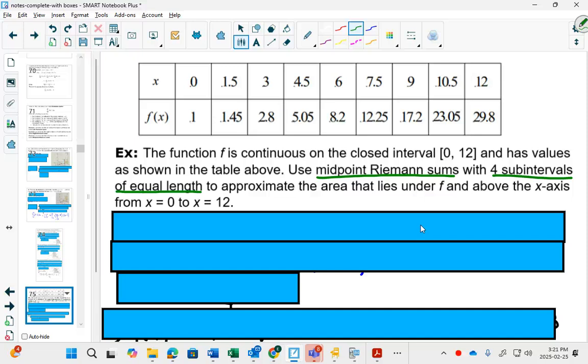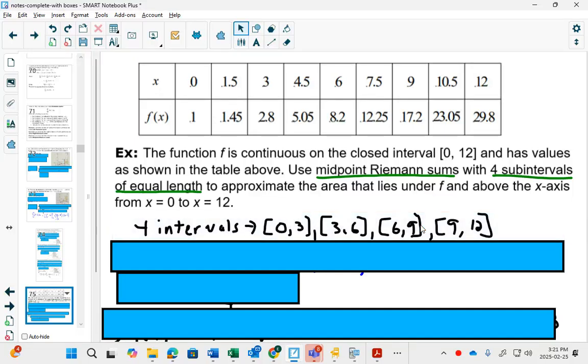You can't even see the graph, and you're supposed to try to figure out the area under the curve and estimate it. 4 subintervals of equal length. How wide is each interval? 3. Okay? They're going to go from 0 to 3, 3 to 6, 6 to 9, and 9 to 12. They'll each be of width 3.